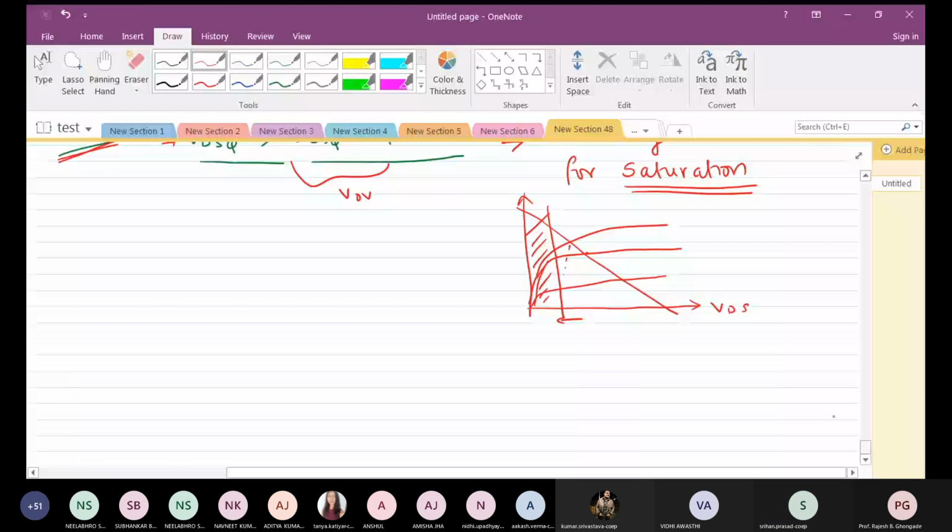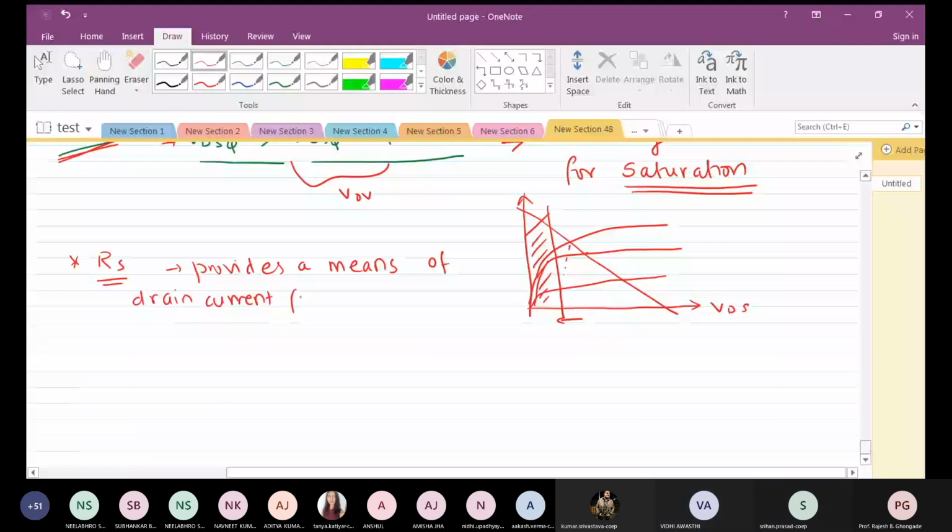Now again, RS does a very important job. It provides a means of drain current feedback. We have seen the feedback at quite length, for VGS control.